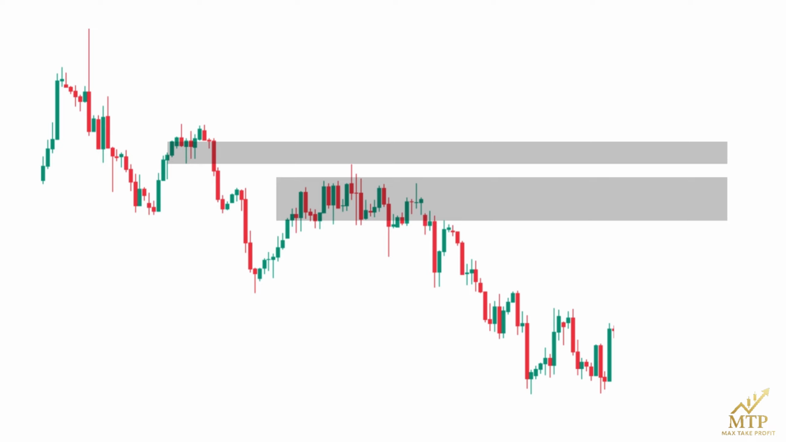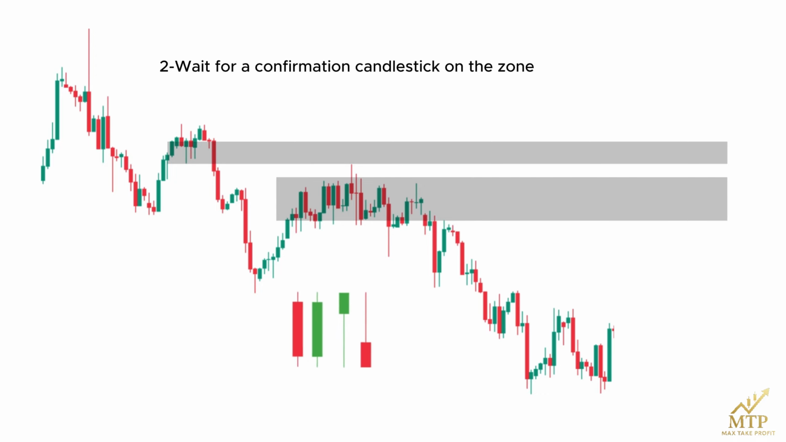Step 2. Wait for a confirmation candlestick on the zone. This is where candlesticks become powerful. A candlestick is not just a shape, it's the market's reaction. On a support, a hammer or bullish engulfing candle can confirm a reversal. On a resistance, a bearish engulfing or a strong rejection can validate a sell. In a strong trend, a marubozu can confirm continuation.